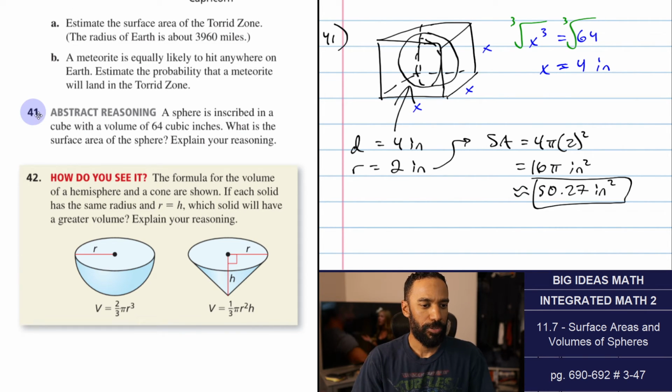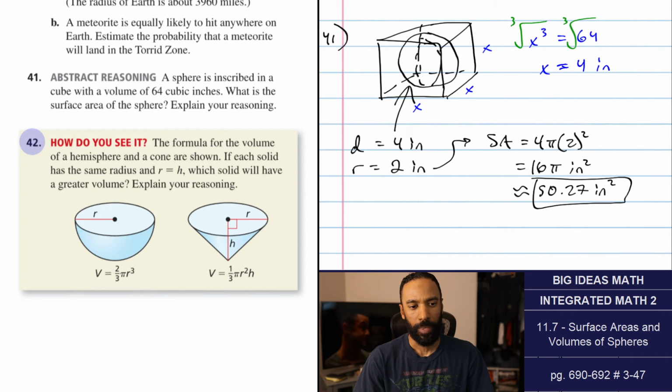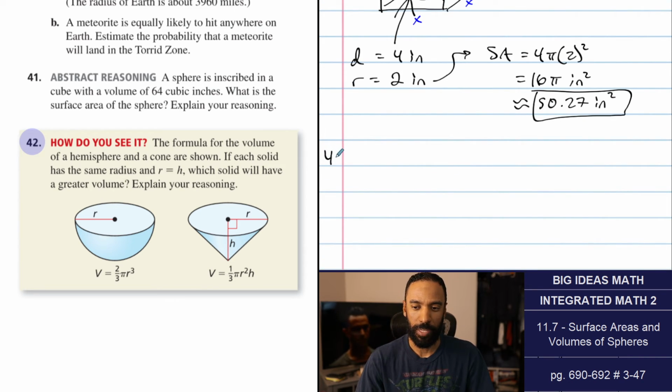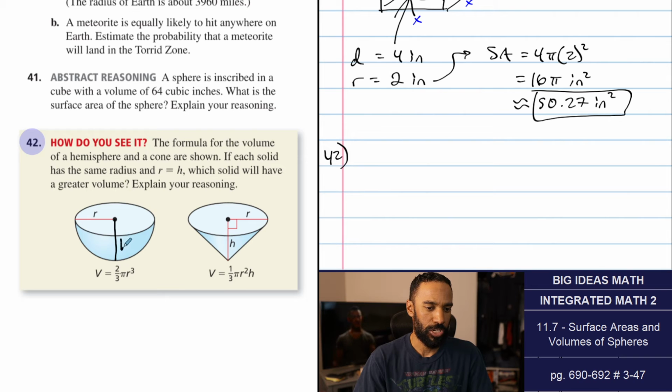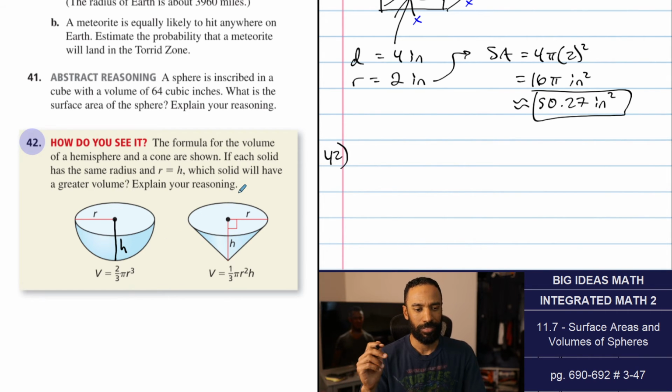Number 42, how do you see it? The formula for the volume of a hemisphere and a cone are shown. If each solid has the same radius and r equals h, which solid will have a greater volume? Explain your reasoning. It looks like the hemisphere would have a greater volume, and I'm going to assume that it does, but they probably want something mathematical. See, understand that if r is h, then this could also represent h the same way that the other one does, like that.